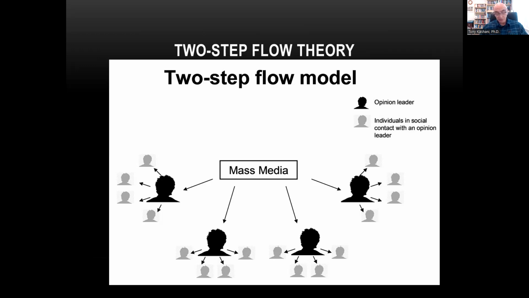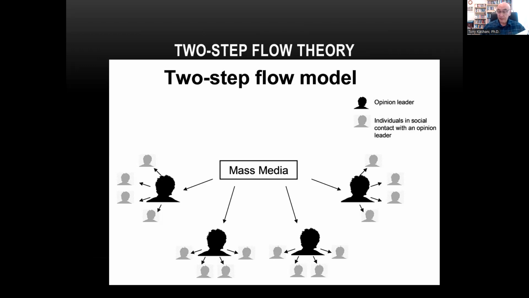The two-step flow theory offers valuable insights into the role of opinion leaders in mediating media influence. However, it is essential to consider the evolving media landscape and the diversity of influencers and communication channels in contemporary society. Always remains an important theory.